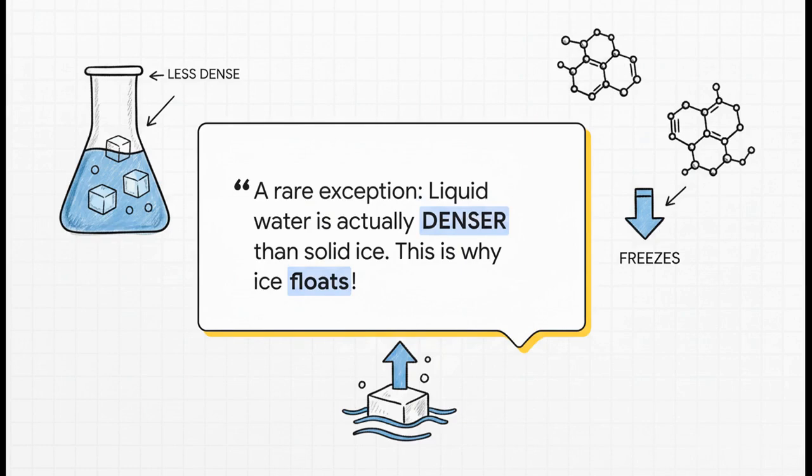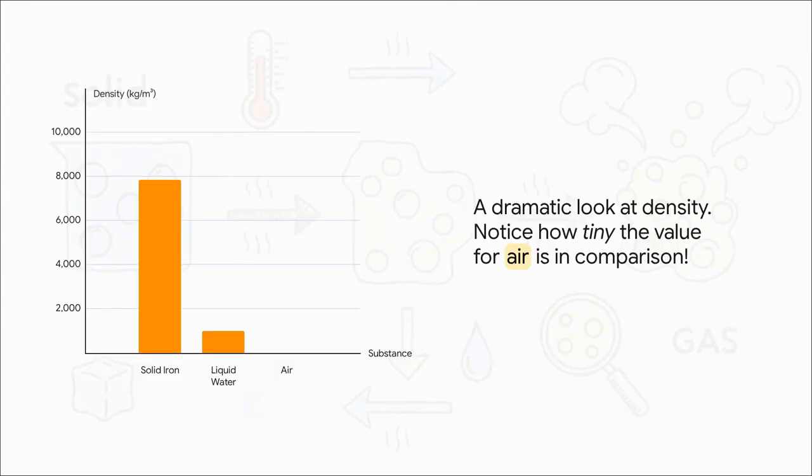Pretty amazing. And just look at this chart. It really shows you the dramatic differences we're talking about. Solid iron is almost 8,000 kilograms per cubic meter. Water is at 1,000. And air? Whoa, it's that tiny little sliver down there at just 1.2. The difference is absolutely massive. It just drives home how spread out those gas particles really are.